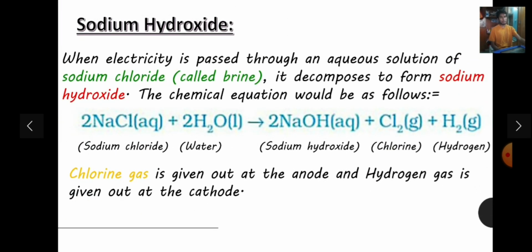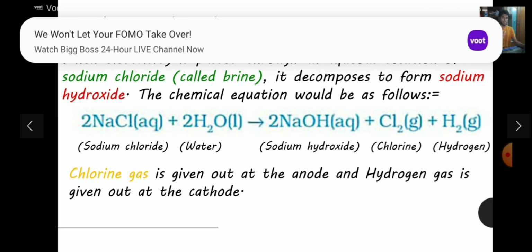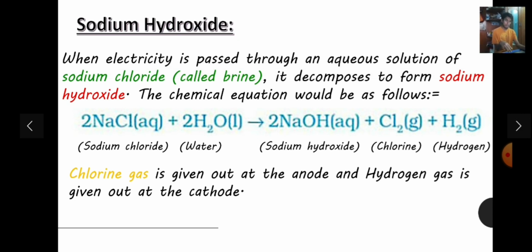So we are adding brine solution to the beaker, and electricity is passed through that beaker. Because of this passage of electricity, the sodium chloride dissociates into sodium cations and chloride anions. All the sodium cations move to one side, and all the chloride anions move to the other side. Now there is another substance which is present, which is water. Water also dissociates and forms H+ cation and OH- anion.